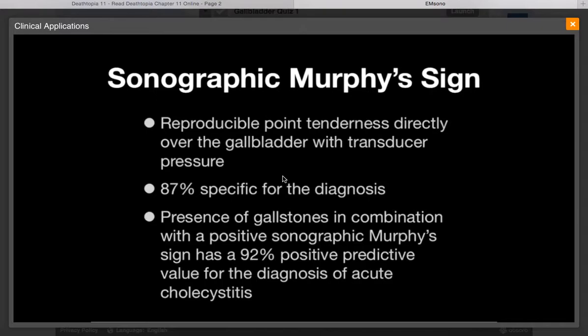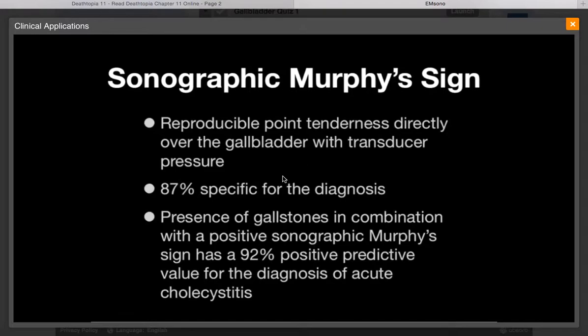Defined as reproducible point tenderness directly over the gallbladder with transducer pressure, the sonographic Murphy sign is 87% specific for the diagnosis of acute cholecystitis. The presence of gallstones in combination with a positive sonographic Murphy sign has a 92% positive predictive value for the diagnosis of acute cholecystitis.